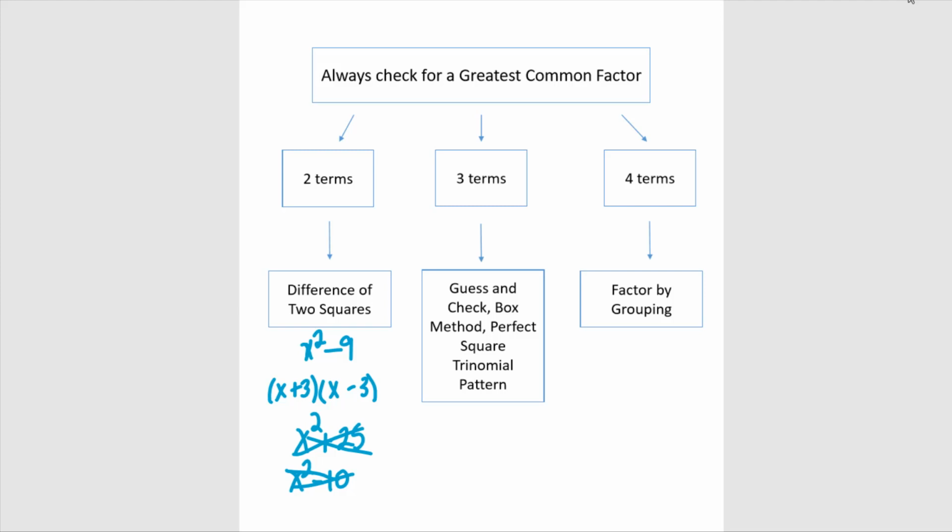So let's go to 4 terms. If there's 4 terms, then the only option is factoring by grouping, and that's the one where you have 4 terms, and so you group these 2 together and look at what they have in common. You group these 2 together to see what they have in common, and then you take out that thing that's in common. And we'll do a couple of those, so I don't really feel like I necessarily need to do that all the way through right now.